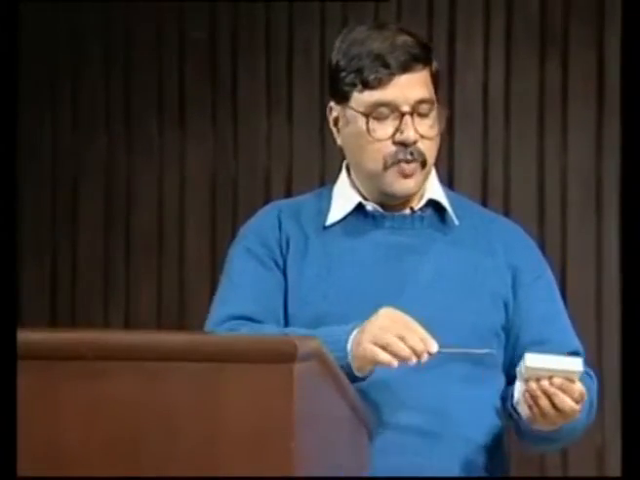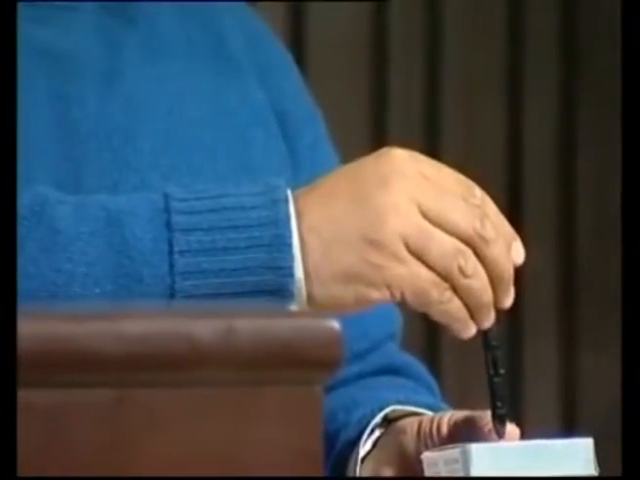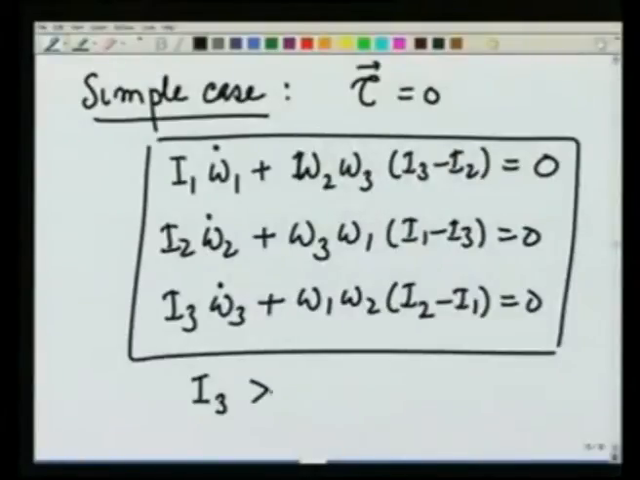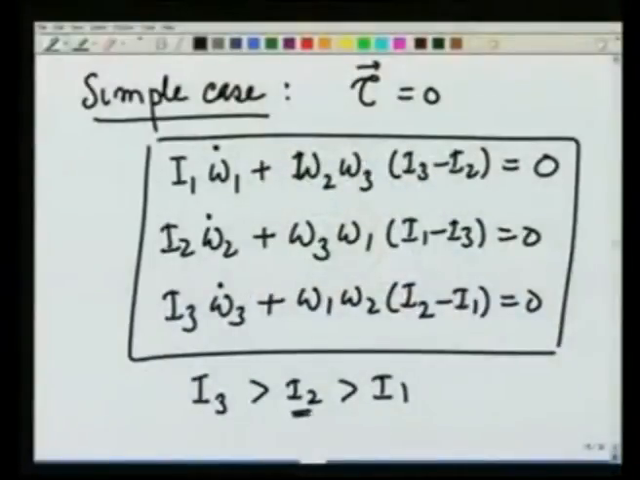In the case of this box, you can see there are three principal axes. One axis is going like this, one is like this, and one is perpendicular to this. The I1, I2 and I3, all three are different in this case. So let us see what these equations predict. For simplicity, I will take I3 to be greater than I2 to be greater than I1. It really doesn't matter because I can just name the axis about which the moment of inertia is the largest as axis number 3, the one which is intermediate as axis number 2, and the one which is the smallest moment of inertia as axis number 1.